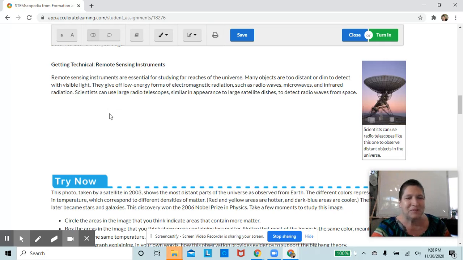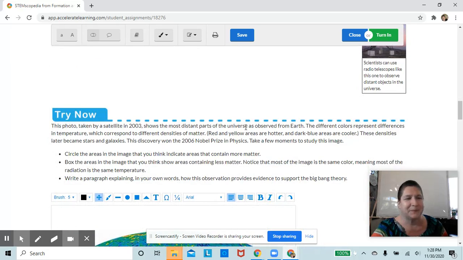Anyway, remote sensing instruments are essential for studying far reaches of the universe. Many objects are too distant or dim to detect with visible light. They give off low energy forms of electromagnetic radiation, such as radio waves, microwaves, and infrared radiation. Scientists can use large radio telescopes, similar in appearance to large satellite dishes, to detect radio waves from space.